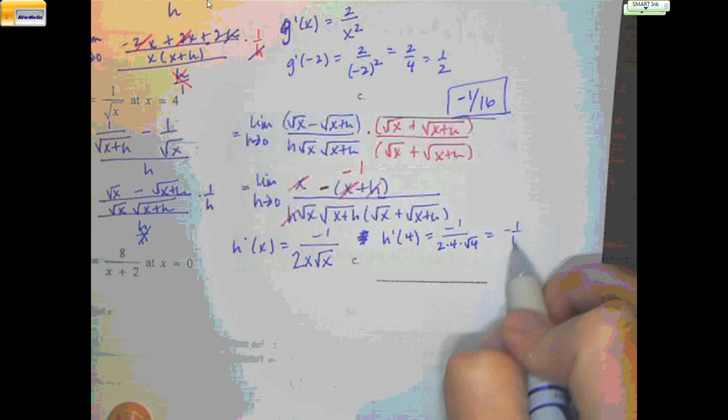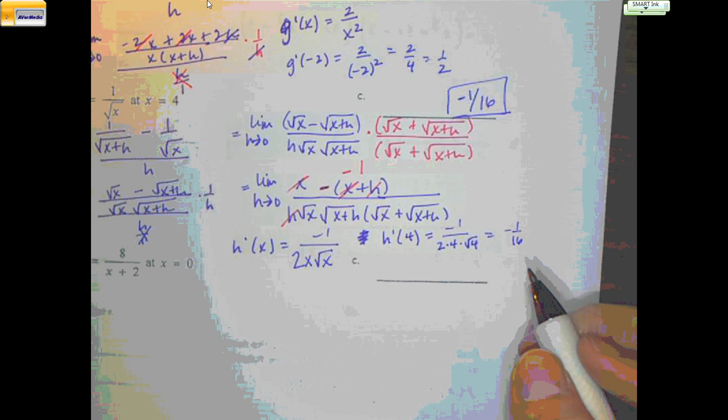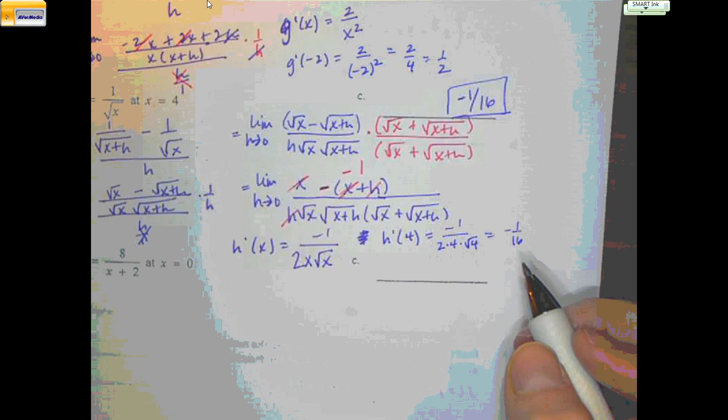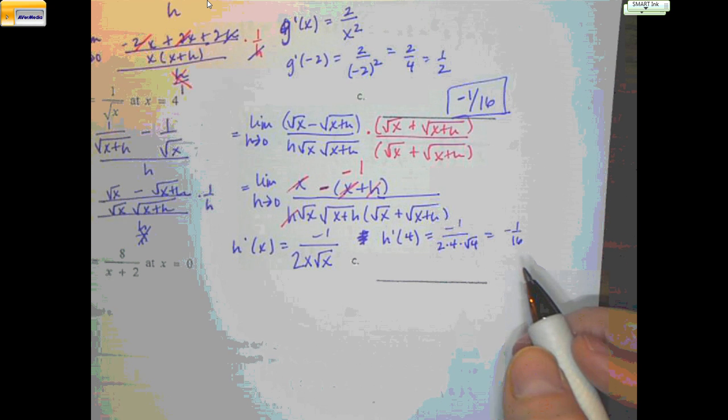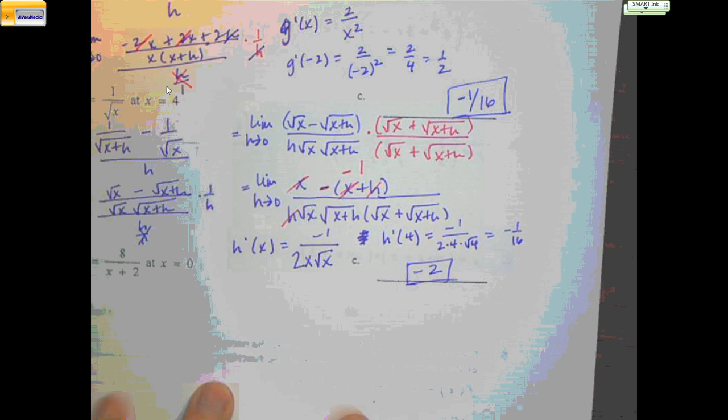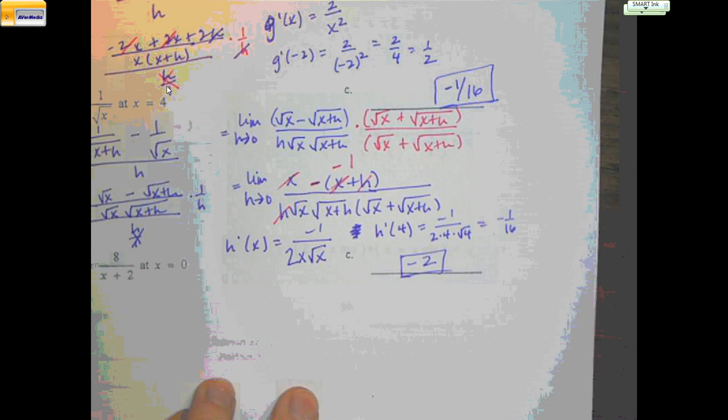Questions on any of those first three? What was answer B? B is a half. Letter D is kind of just more of the same. You get -2 for your answer. -2. And I can come back and pick that one up and work it if you want me to later. Next page.